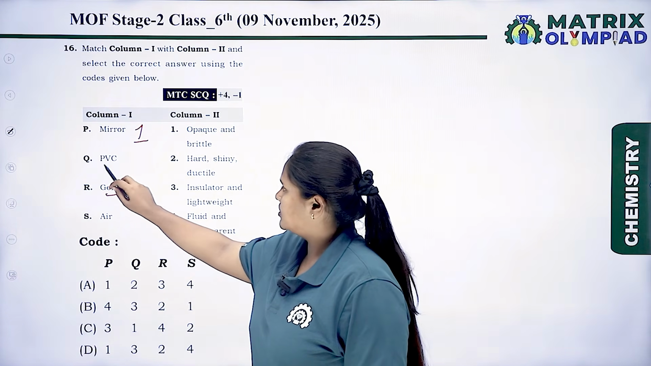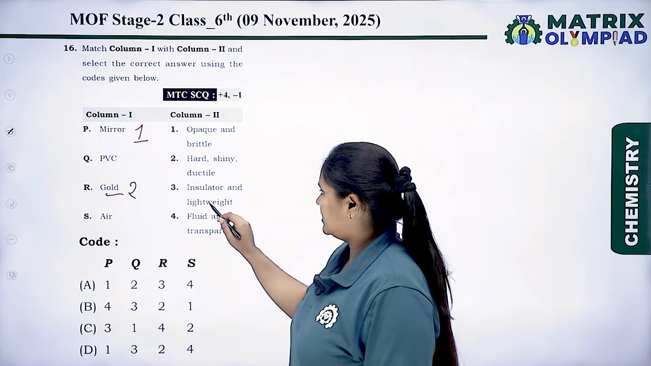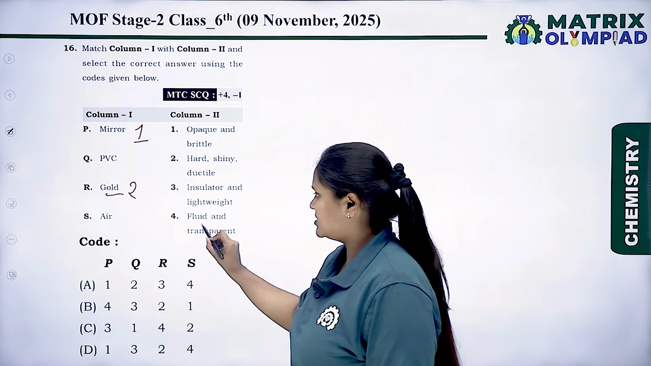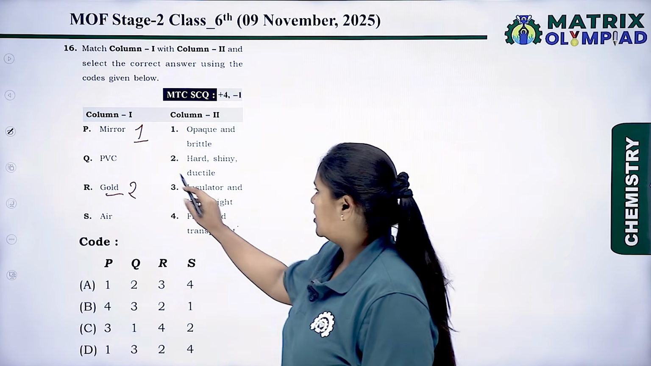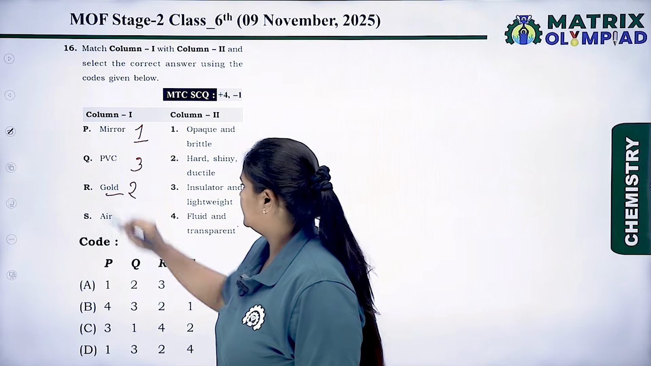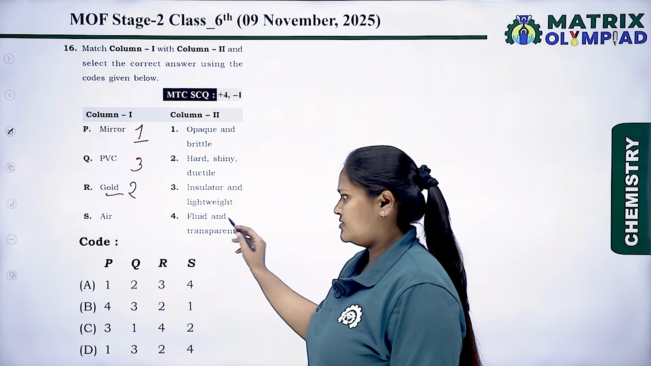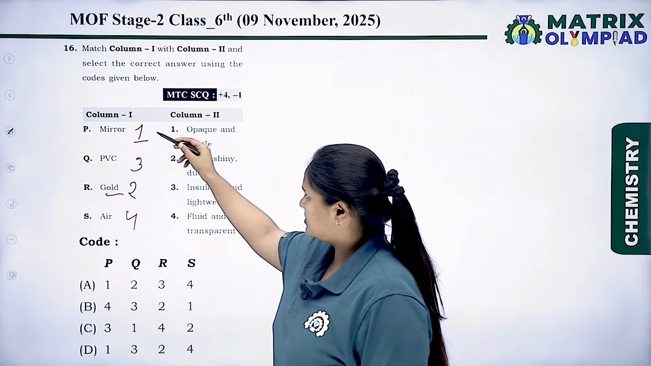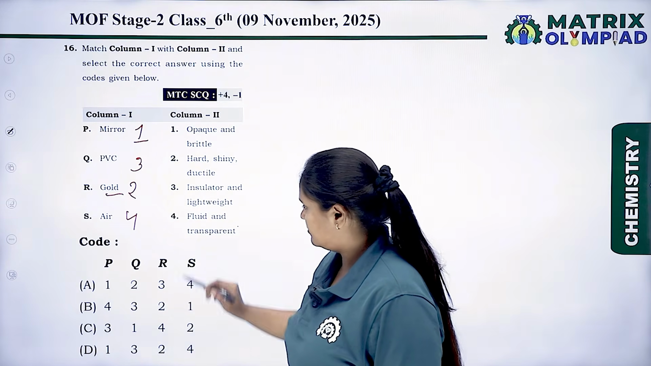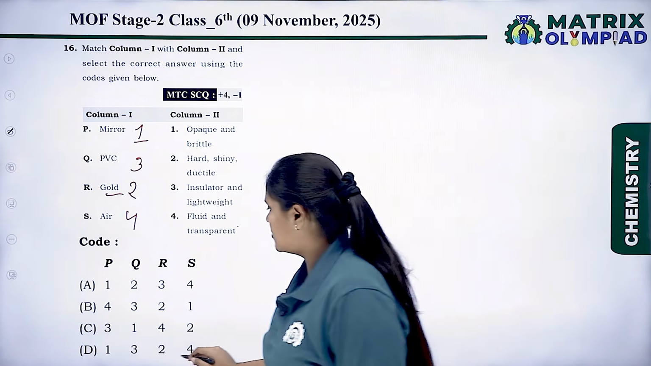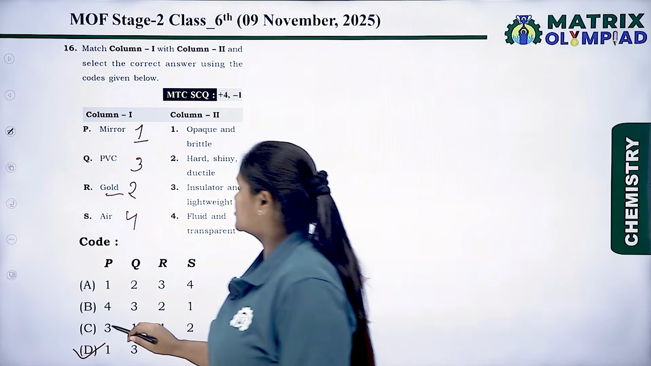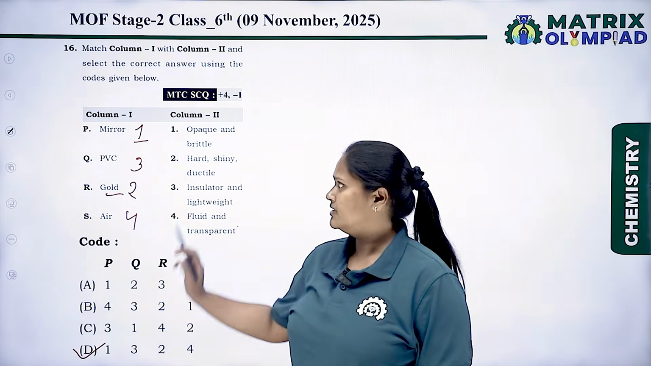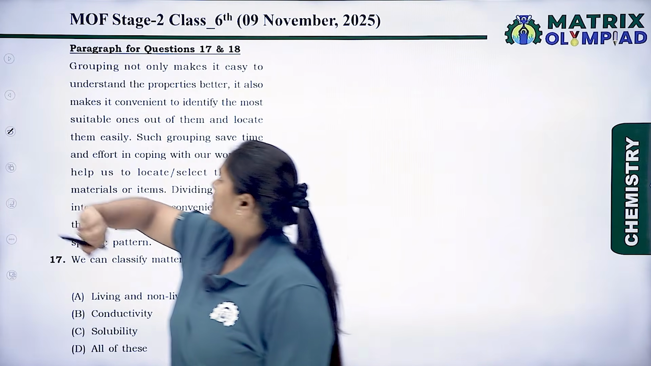Now come again to PVC. PVC is insulator and lightweight. Yes, we know PVC is not a fluid and transparent. So we can write here 3. Now air. We know air is fluid and transparent. So it is 4. So the sequence is first, third, 2 and 4. So in this question, the option is D. Now come to the next question.